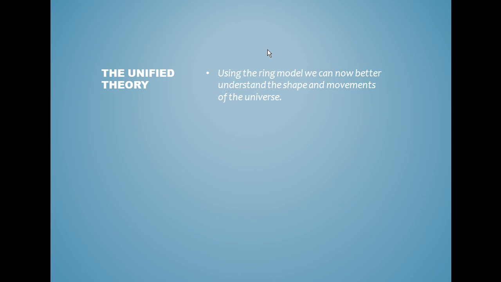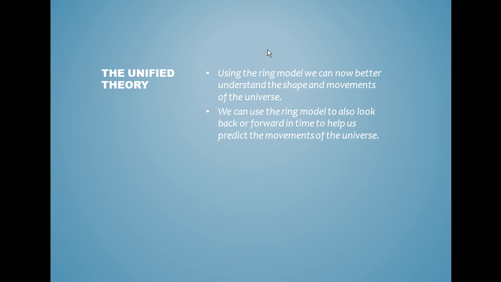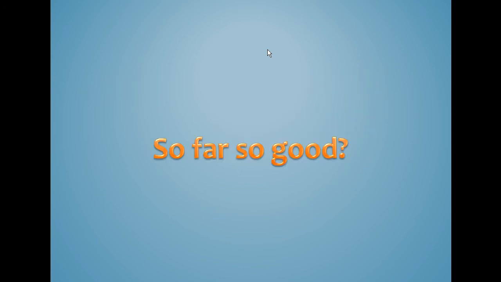So using the ring model, we can now better understand the shape and movements of the universe. We can use the ring model to also look back and forward in time to help us predict the movements of the universe. Alright, so far so good. I hope I haven't lost too many of you. I hope you're still listening. I hope you're still interested. I hope I haven't upset anyone.